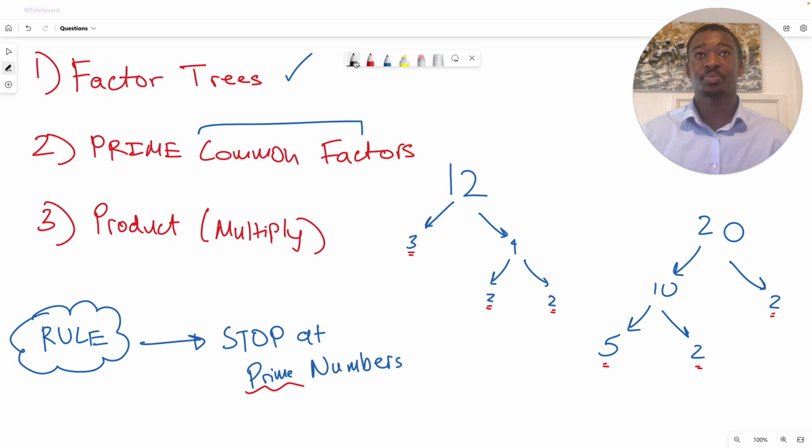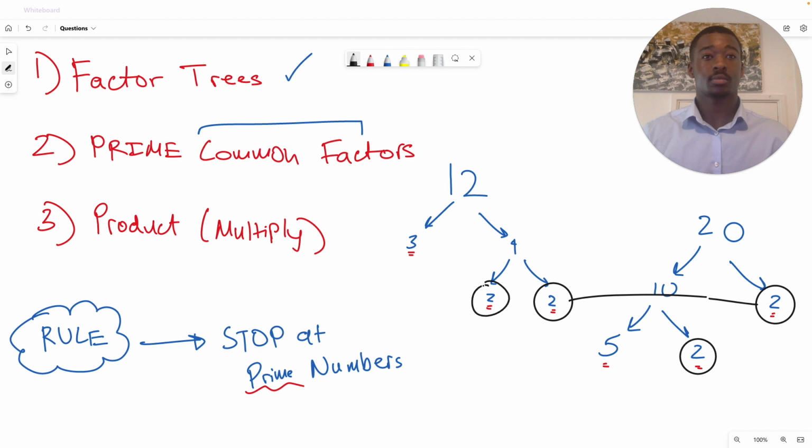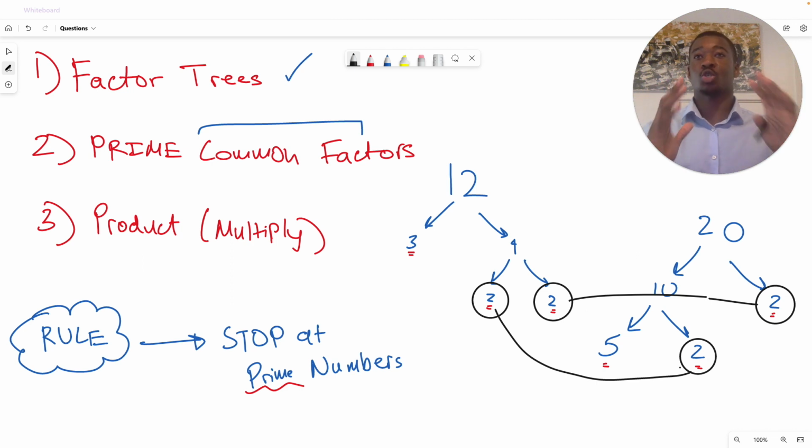So our shared prime numbers are 2. We have another 2 over here. And that seems to be it. So we have 2 2s that are shared across both factor trees. So now we've done our second step of identifying our prime common factors.